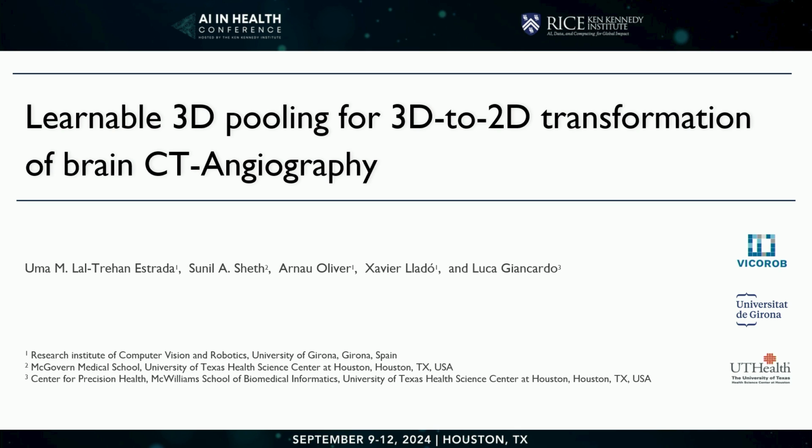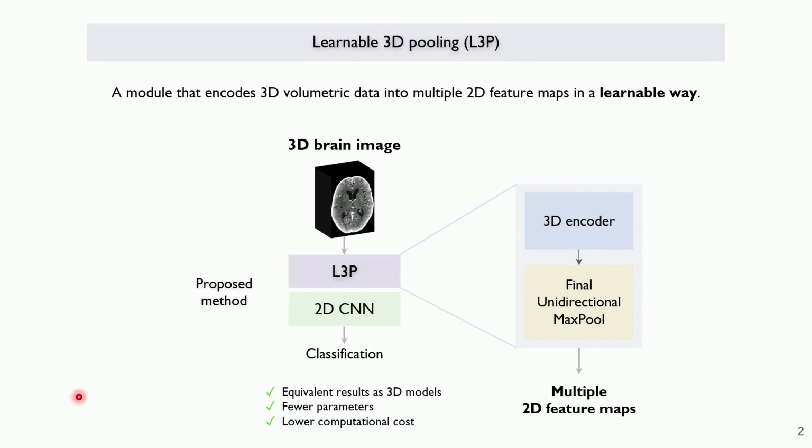Hello everyone. So I'll present our recent work titled Learnable 3D Pooling for 3D-to-2D transformation of brain CT-Angiography. As a quick summary, in this work we propose Learnable 3D Pooling, L3P, which is a module that encodes 3D volumetric data into multiple 2D feature maps in a learnable way. In our method, L3P is followed by a 2D lightweight convolutional neural network to perform 3D brain image classification in an end-to-end manner, achieving equivalent results as 3D models, but with fewer parameters and lower computational cost.